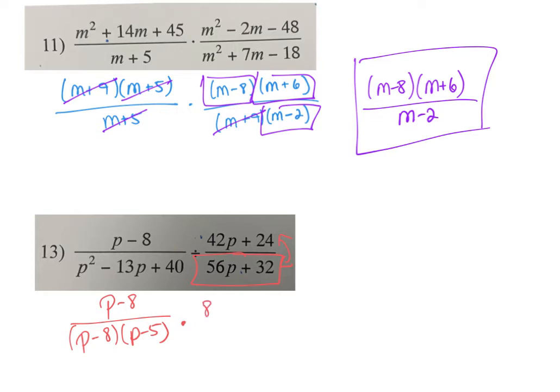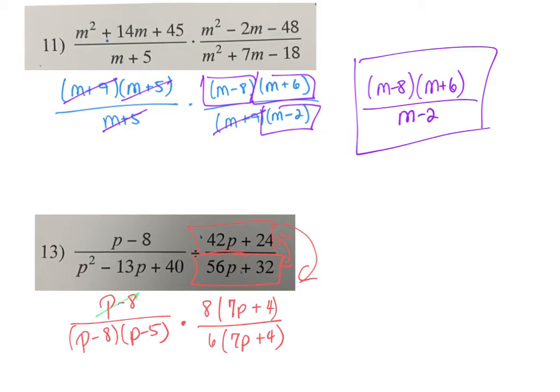So I'm going to take out an 8. We'll get 7P plus 4. And then this becomes your denominator, all right? So between 42P and 24, we can take out a 6, and we'll get 7P plus 4. All right? Now, pay attention to this one, because I'm going to be reducing kind of everything going on here.